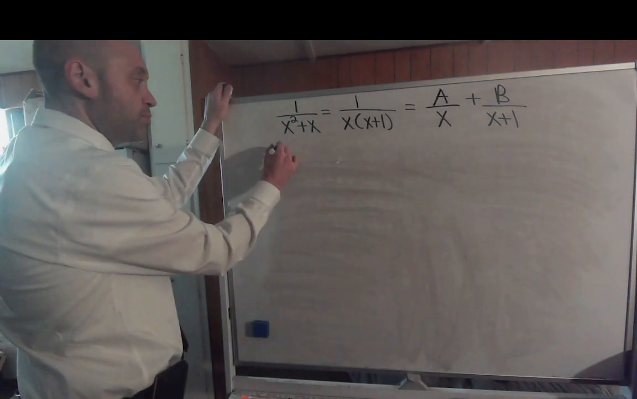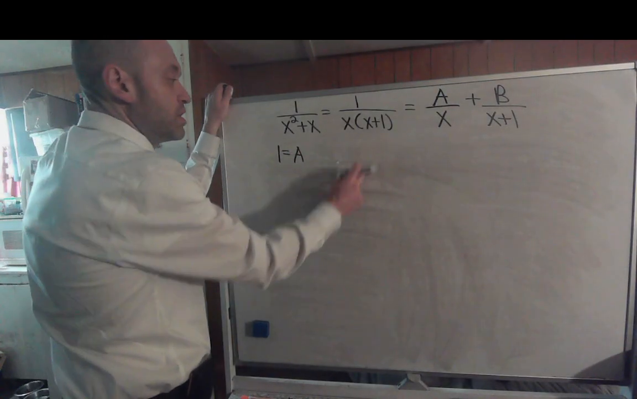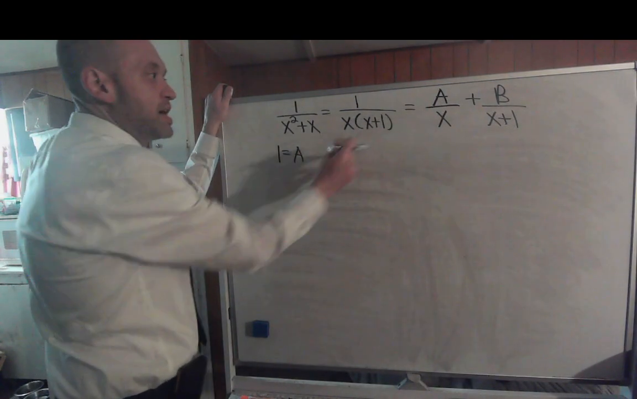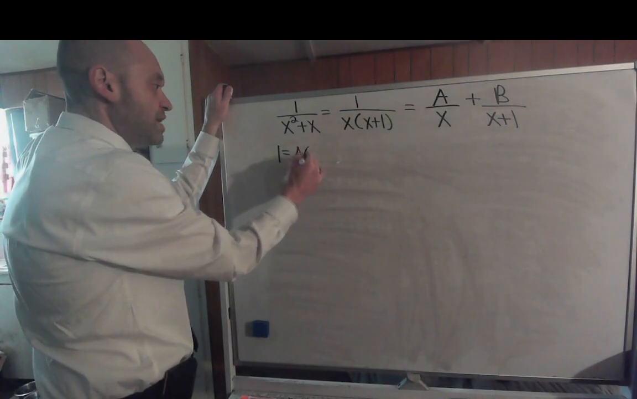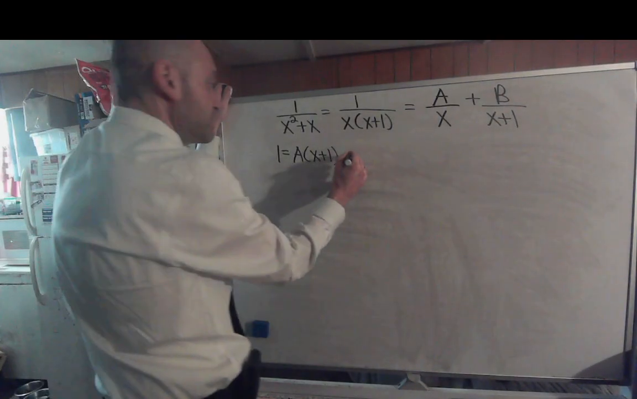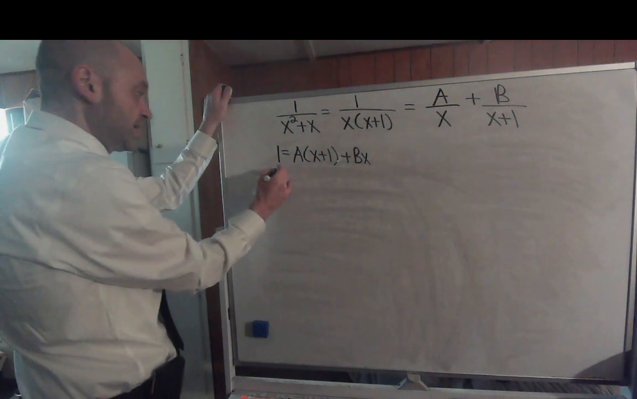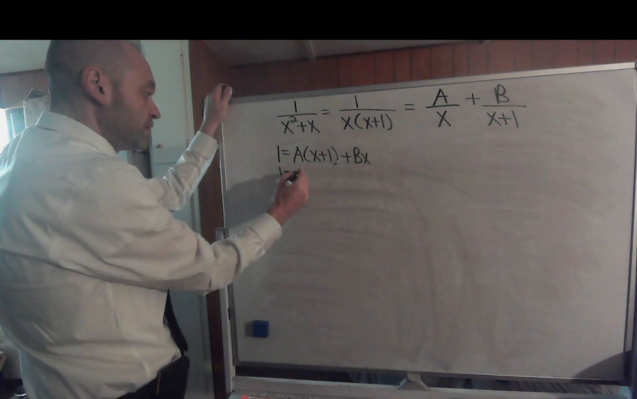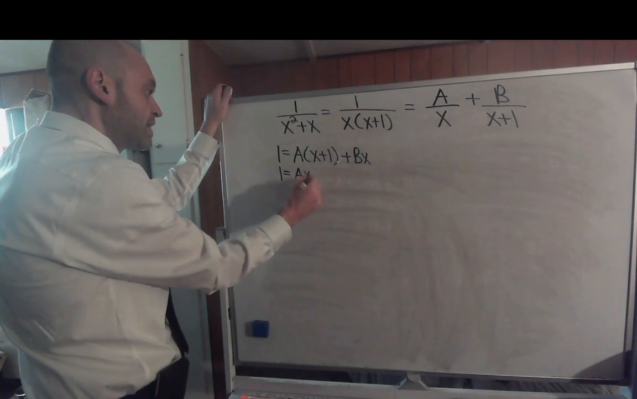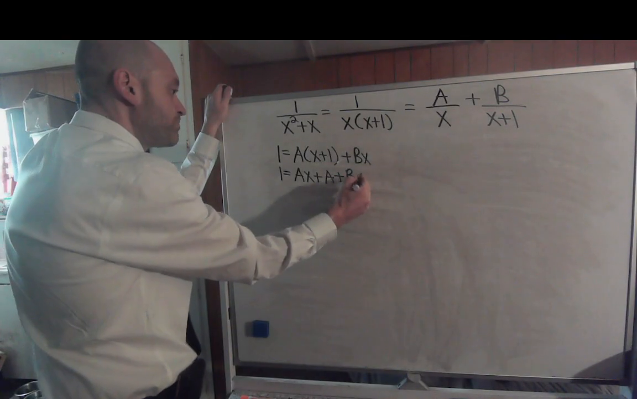So you should end up with 1 equals a. Then if you multiply this term by the common denominator, the x should cancel out. You should end up getting a times x plus 1 plus bx. So let's distribute the a. 1 would end up equaling ax plus a plus bx.